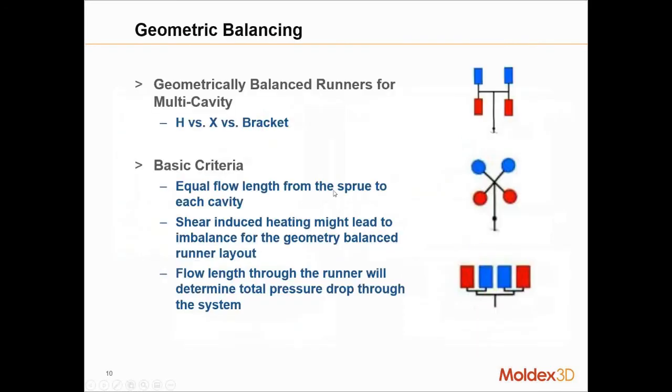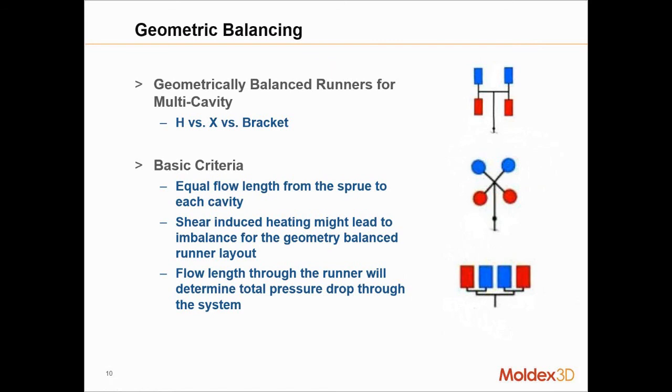Now, as far as geometric balancing, there's three main strategies that are used. There's the H layout, which is the first one at the top right here. There's the X layout. These are the two that we just used in creating our runner system, or the ones that I used anyways. And there's a third one called a bracket layout. It kind of looks like a tournament bracket, and can also be used to deliver a geometrically balanced flow.